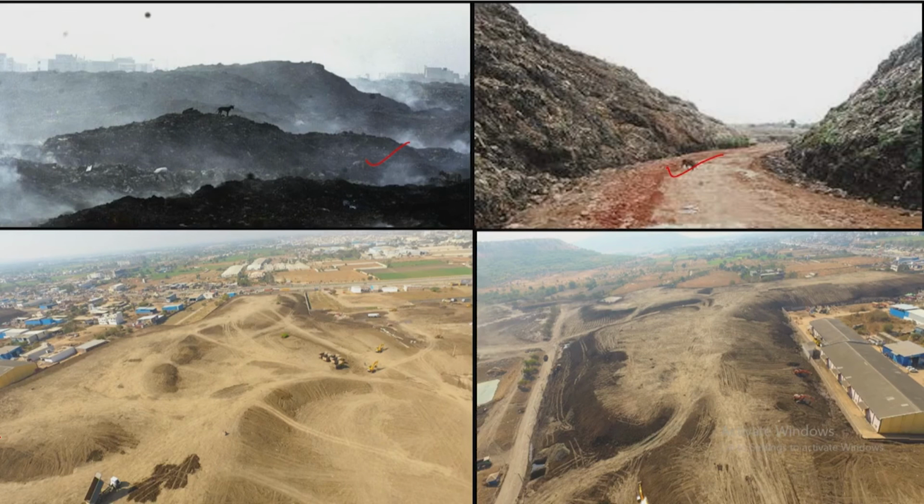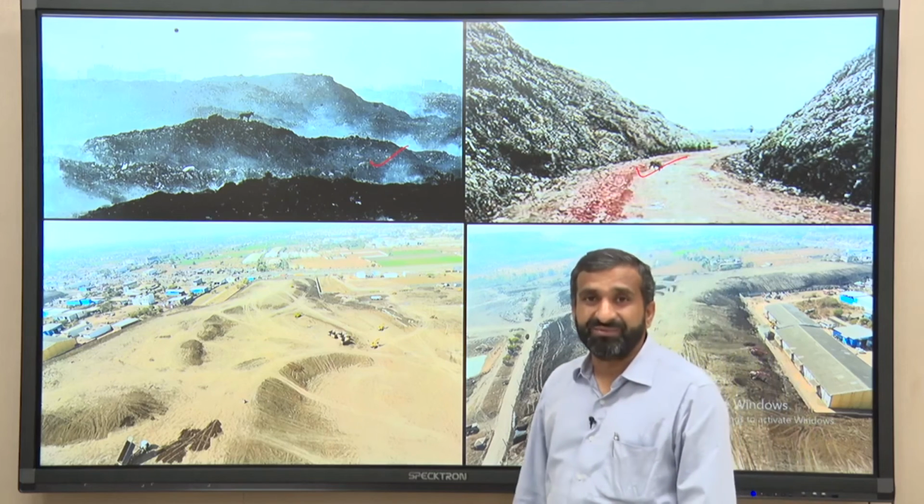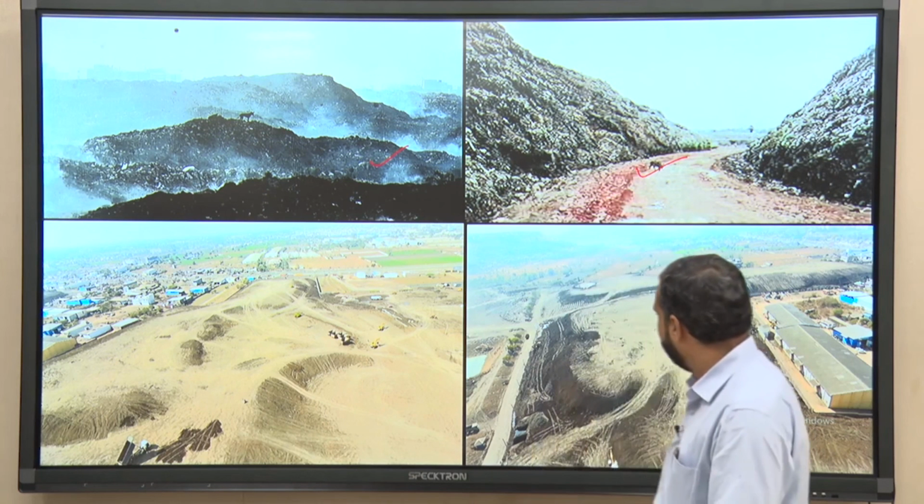Now, in this photograph you can see a lot of habitations very close to the dump sites. If you ask anyone, nobody wants to have a habitation in this area, and we need to see that there should not be any habitation in this particular area.